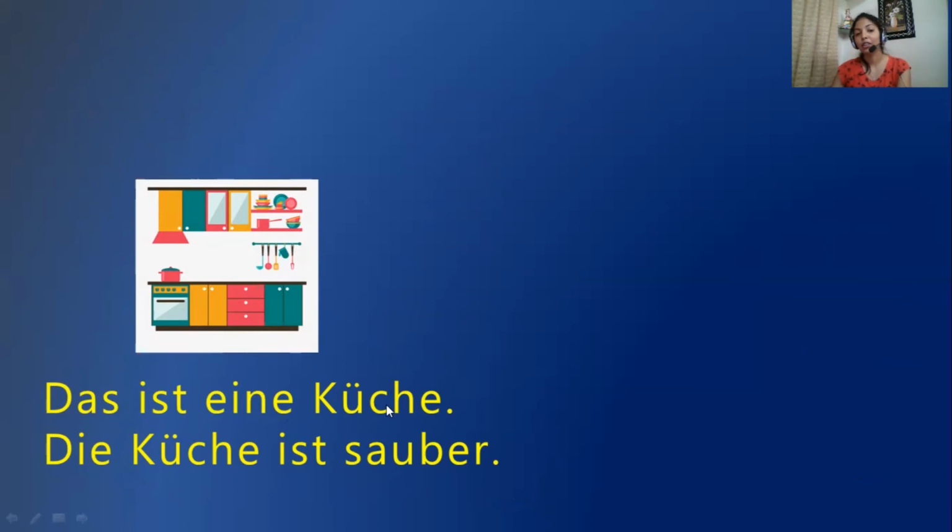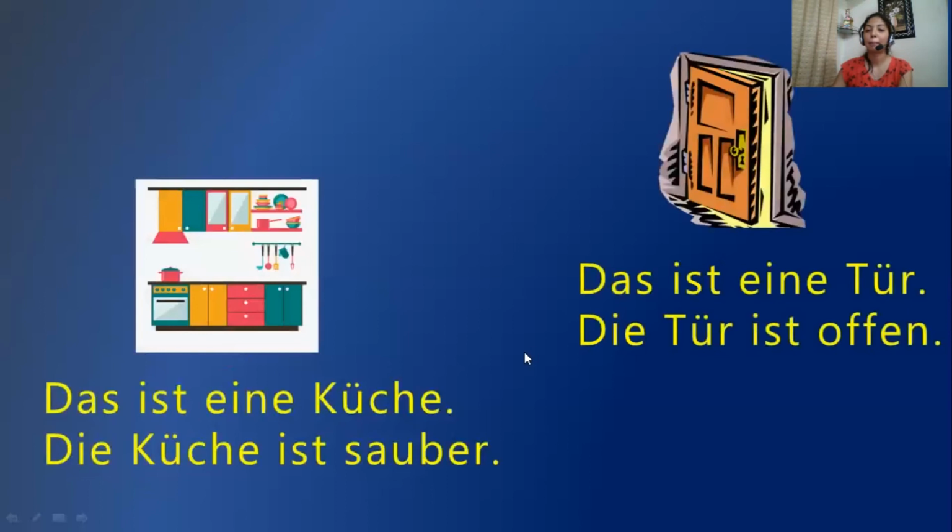Das ist eine Küche. That is a kitchen. Die Küche ist sauber. The kitchen is clean. I am specifying in the second sentence, and in the first sentence it's vague. Das ist eine Tür. That is a door. Die Tür ist offen. The door is open.